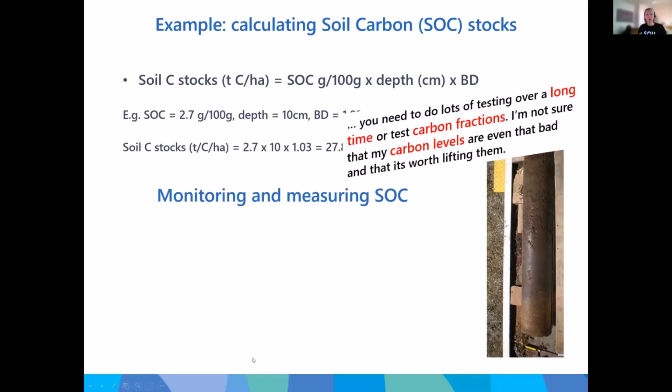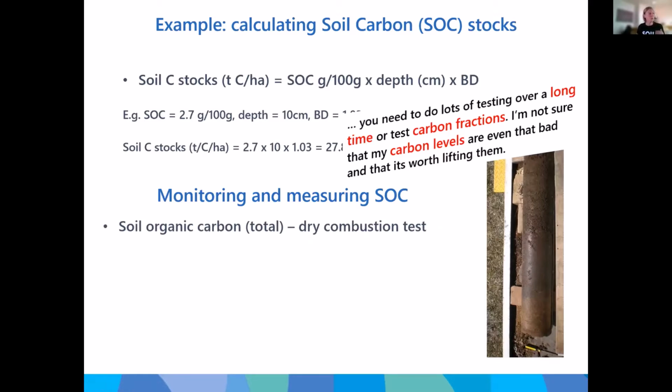So back to the scenario now. There were some questions around how long it takes, carbon fractions, what should we be doing, and how do we actually look at carbon levels within soil. So I'm a big advocate of soil carbon monitoring, obviously.